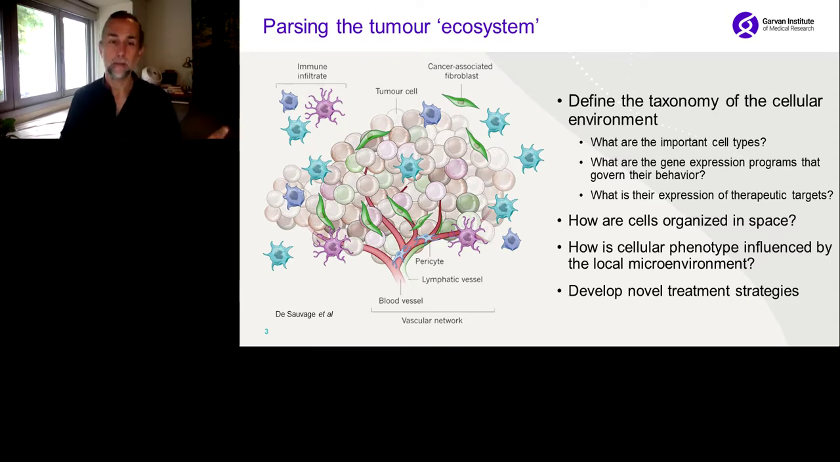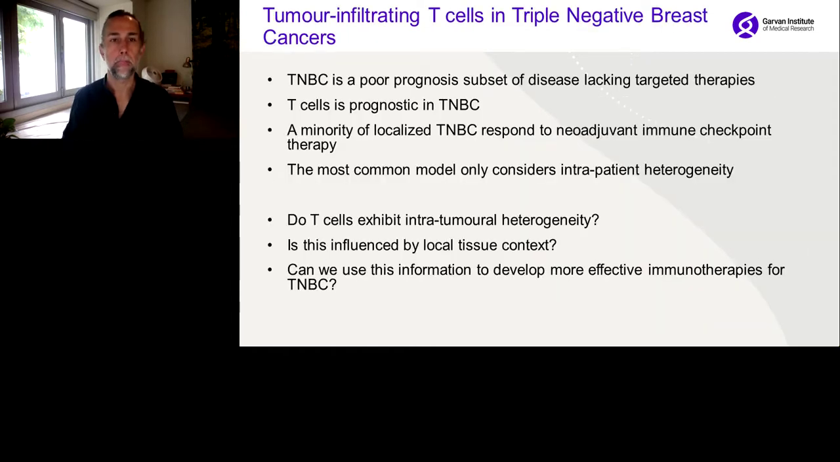We then need to understand how these cells are organized in space, the way that their organization influences their phenotype, and then ultimately to try to develop novel treatment strategies based on this information. I'm going to talk today quite a bit about tumor-infiltrating T cells in triple-negative breast cancer. Now, the reason is that of all breast cancer molecular subtypes, triple-negative breast cancer has a very poor prognosis. We still lack a good collection of targeted therapeutics for triple-negative breast cancer.